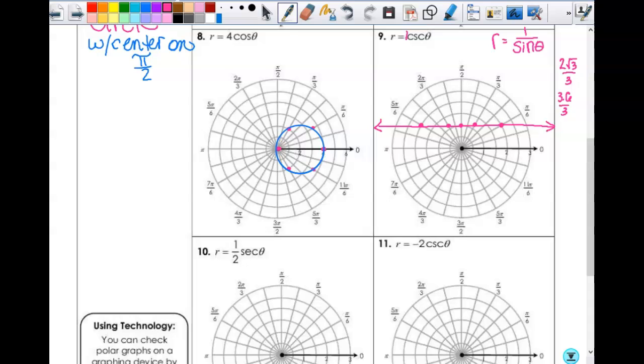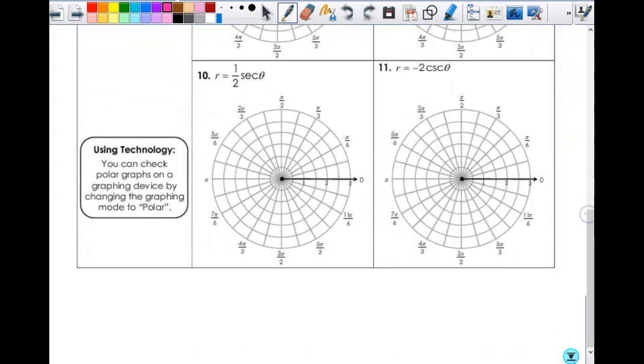Okay. So we know that if r equals a cosecant theta, then this is going to be a line. So let's do number 10. Secant is the reciprocal of what? Cosine. So this is r equals 1/2 times 1 over cosine theta, or 1 over 2 cosine theta, whatever. What is the cosine of 0? 1. The reciprocal of that is 1, times 1/2 is 1/2.